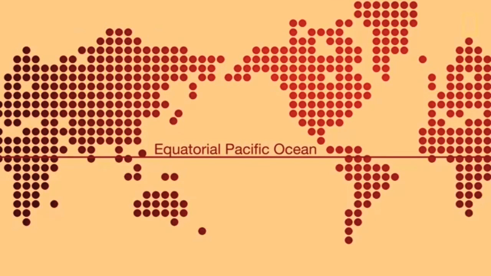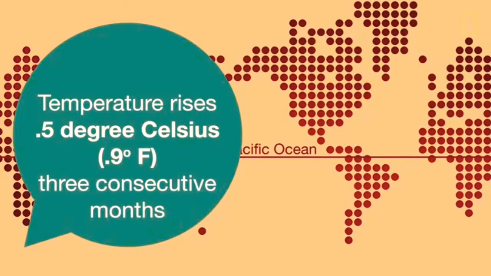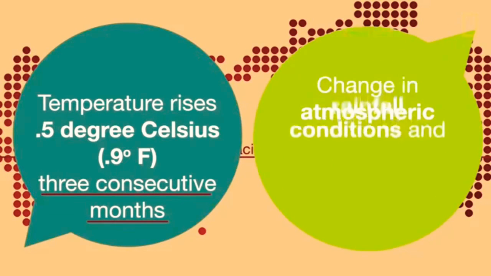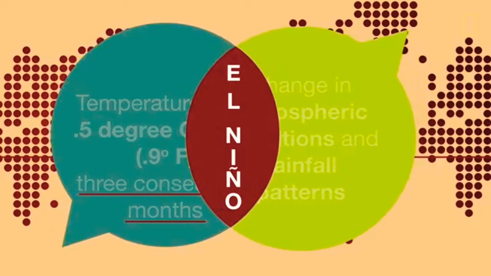Nowadays, when sea surface temperatures in the equatorial Pacific Ocean rise 0.5 degrees Celsius over their historic average for 3 consecutive months, and once atmospheric conditions and rainfall patterns shift accordingly, scientists officially declare an El Niño.